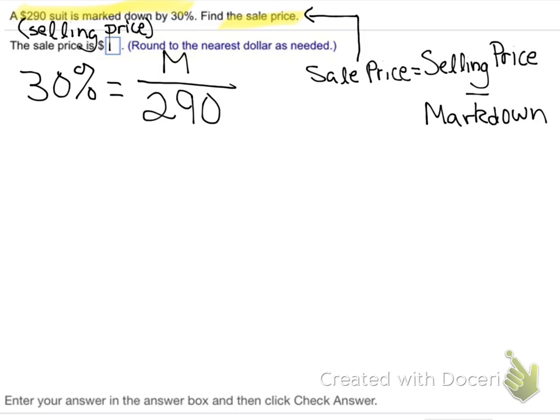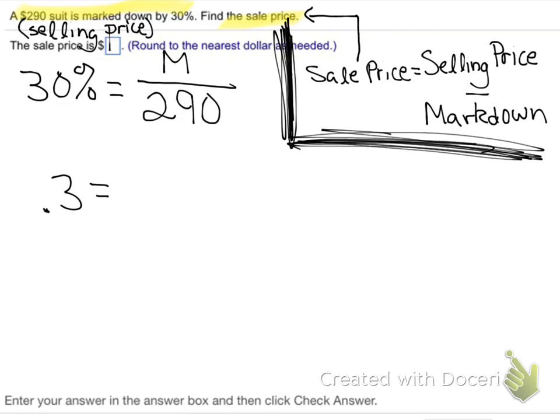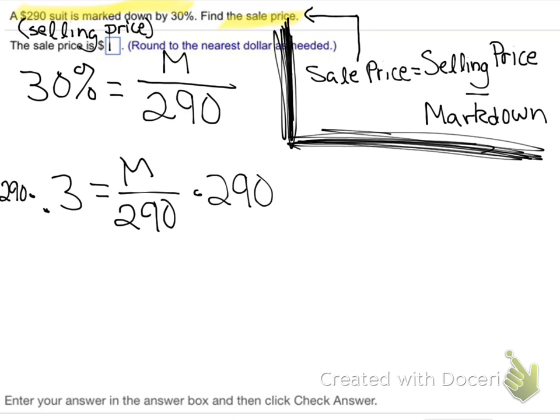So we need to know some things in order to get there. We need to know the selling price and the markdown. So that's why we have the 30% equals markdown over 290. We need to find markdown. We already know selling price is the 290. We need both of those pieces of information to find the sale price. Okay, so let's solve for M. So 30% goes to 0.3, and then we have M over 290. So how do you get M by itself? You multiply both sides by 290.